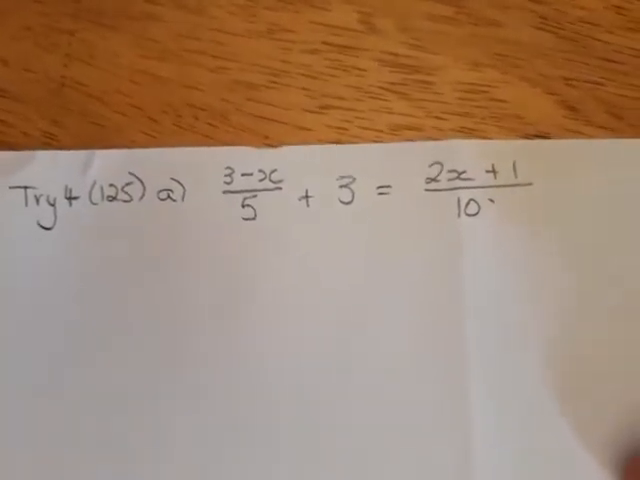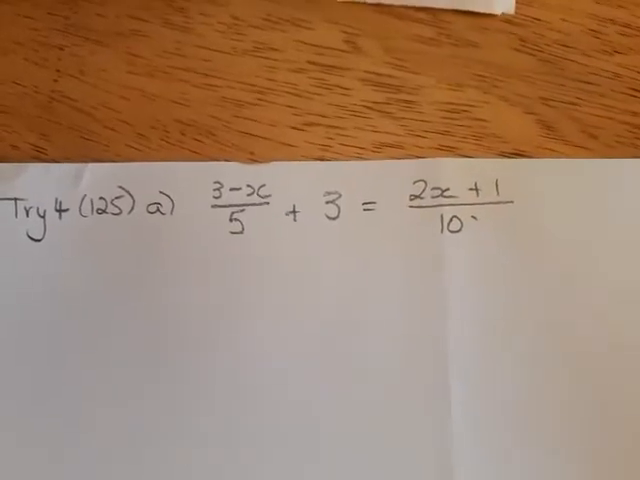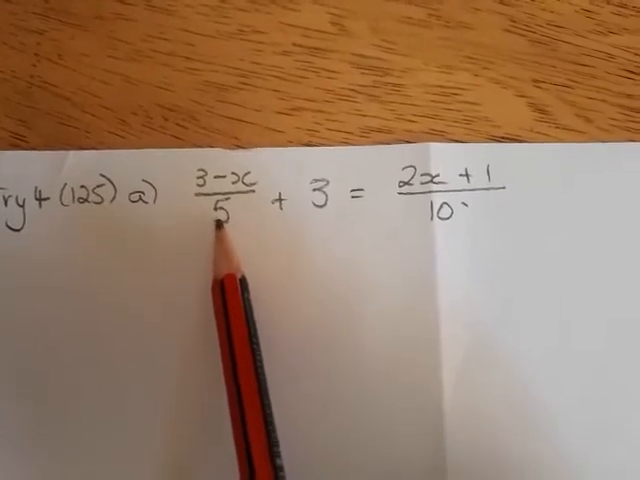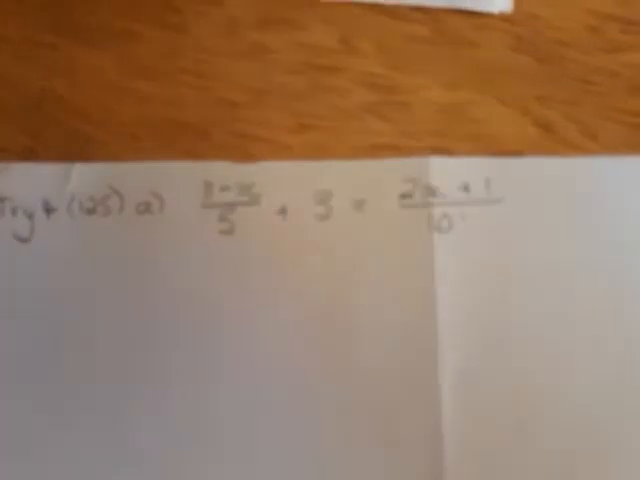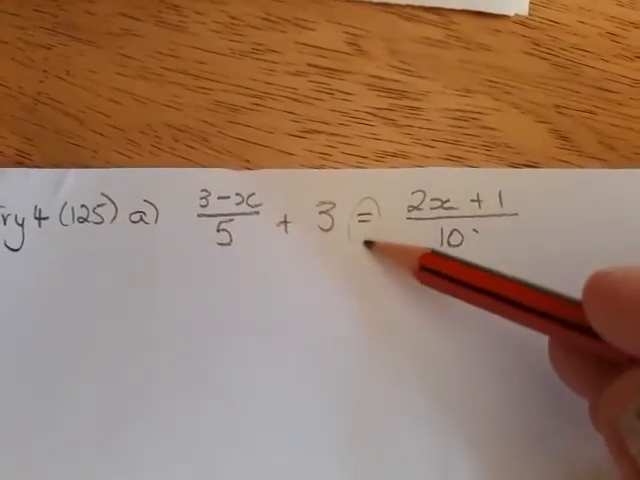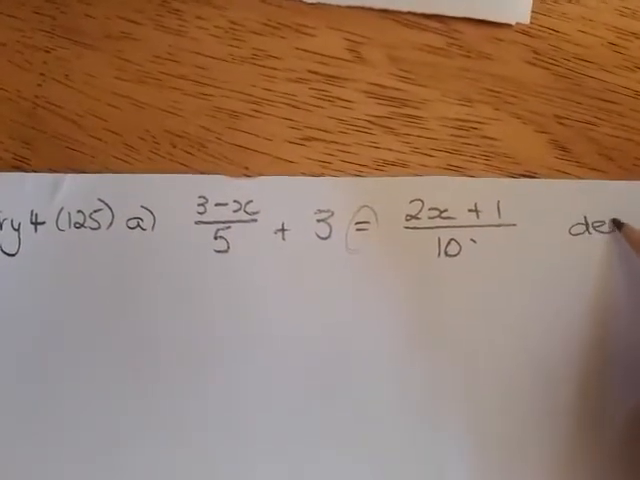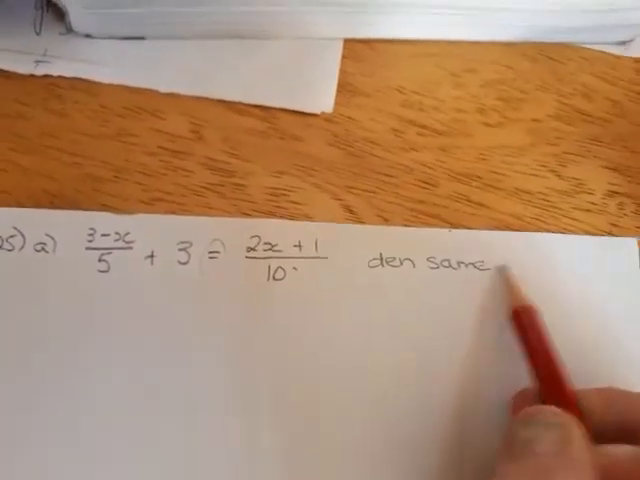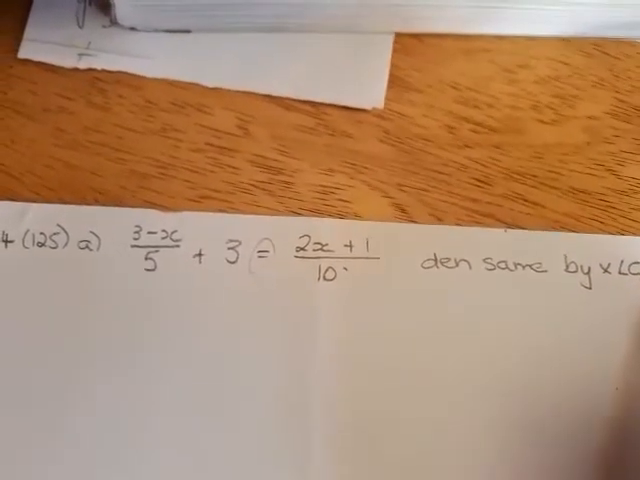Okay, I will explain now try 4 on page 125A. Firstly, I want you to take note of the fractions that we got. So when we have fractions in an equation, so there's the equal sign for an equation, then we first need to make the denominators all the same by multiplying with the lowest common multiple.